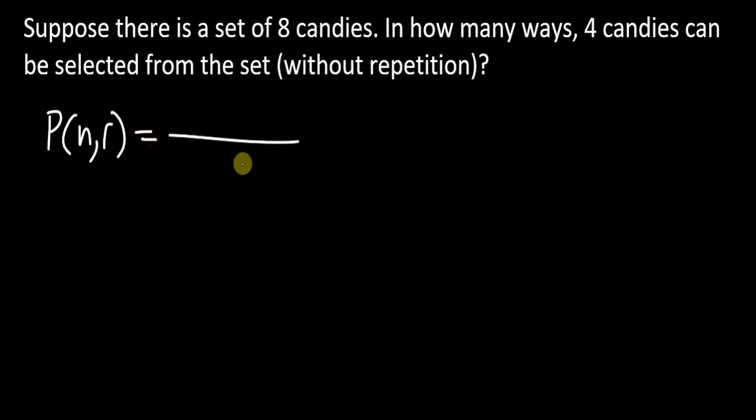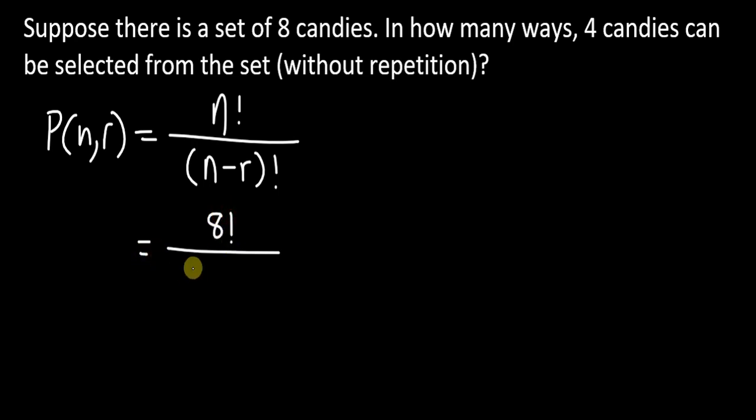So ano yung formula natin? So that is n factorial over n minus r factorial. So yun yung formula natin, di ba? And that is equal to, ano yung n factorial natin? So ilang candies meron tayo? Meron tayong 8 candies. So that is 8 factorial over 8, kasi 8 yung candies. At ilan yung pipiliin natin? Pipili lang tayo ng 4. So that is minus 4.